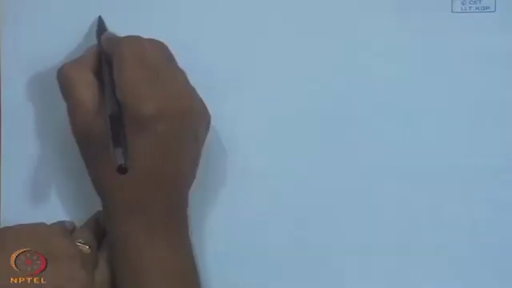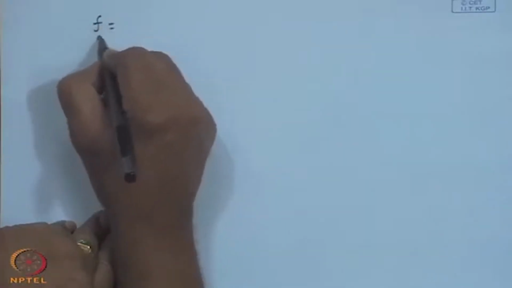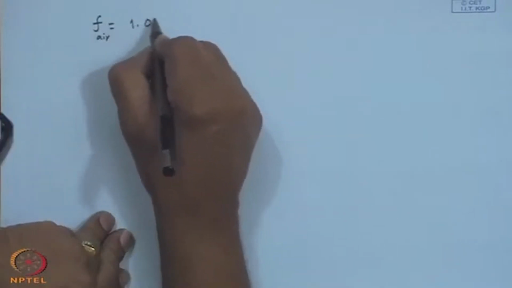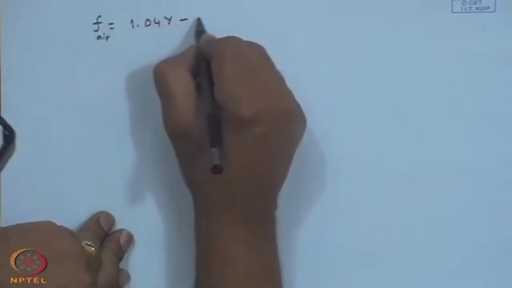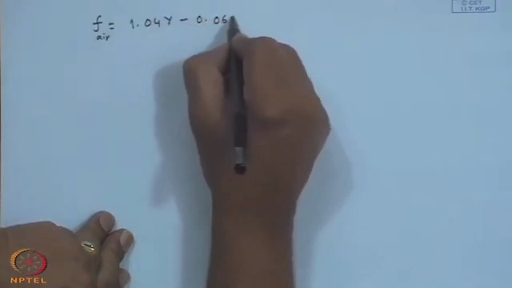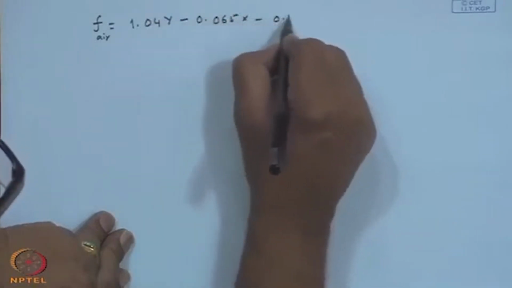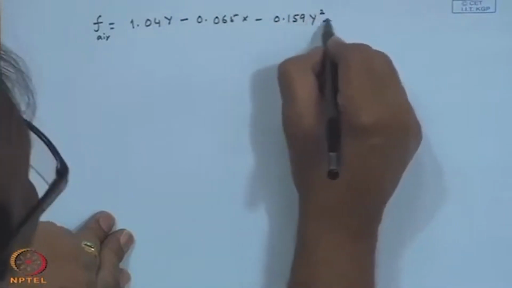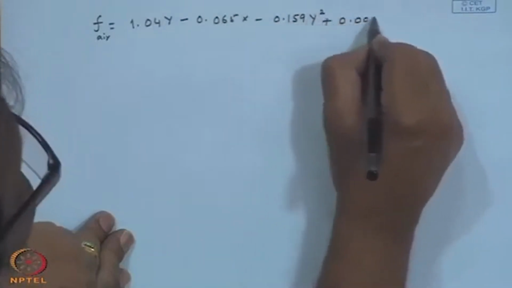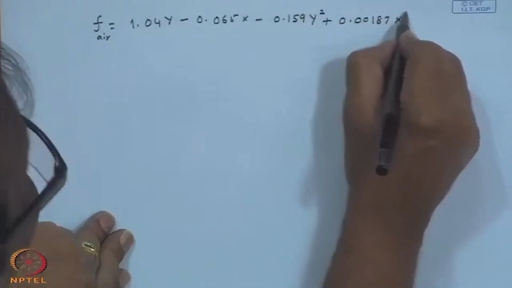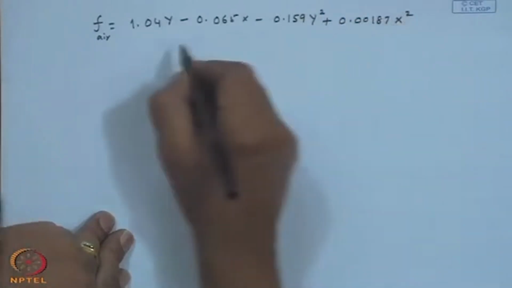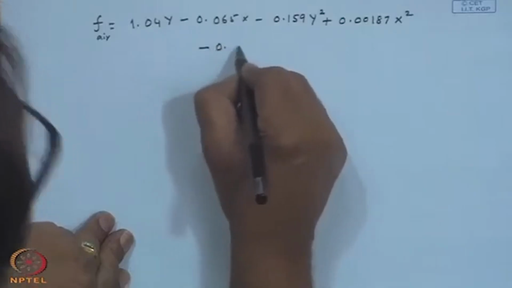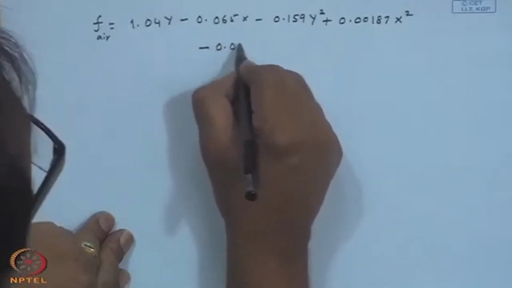So, F is a slightly different expression. So, I will write it as F air, so that you will know that this is for the air based system: minus 0.065 x minus 0.159 y squared plus 0.00187 x squared. Just there are differences in the sign compared to the liquid based system that you can note, the numbers are more or less comparable.